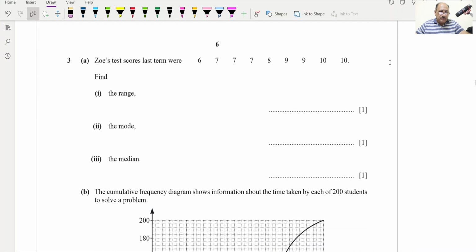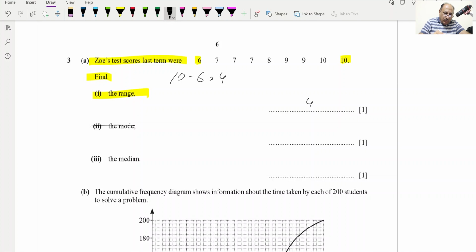Now this is question number 3. Question number 3 says Zoe's test scores last term were this one. So these are basically test scores. Find the range. Range will be maximum minus minimum. So it will be 10 minus 6 is equal to 4. So range will be 4.